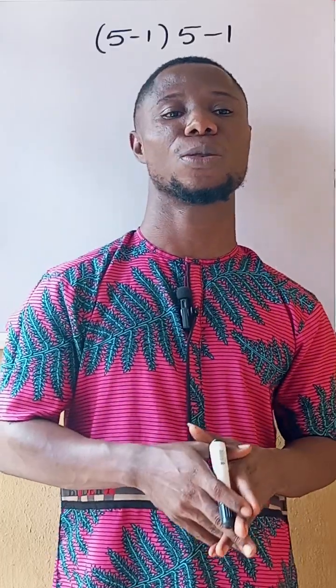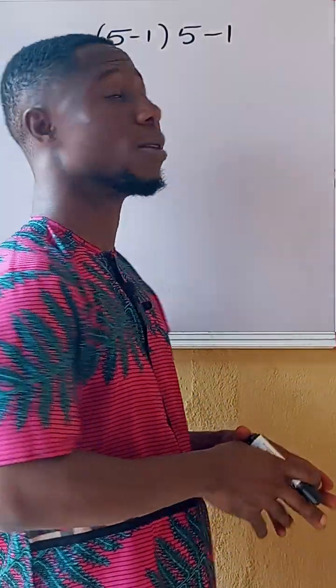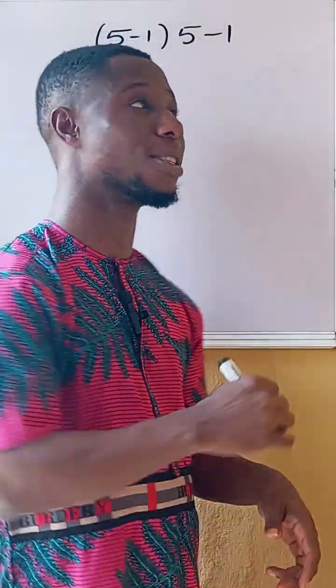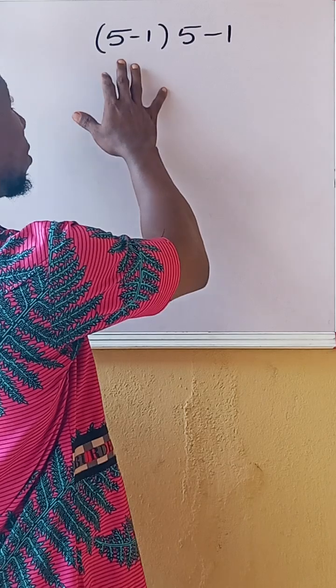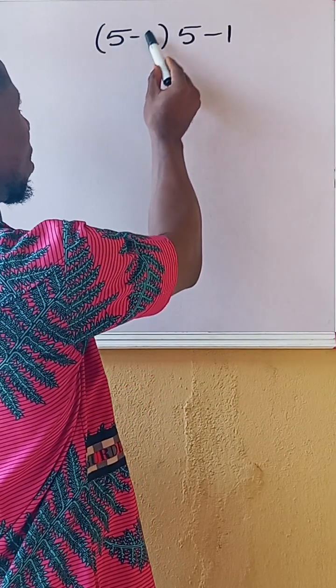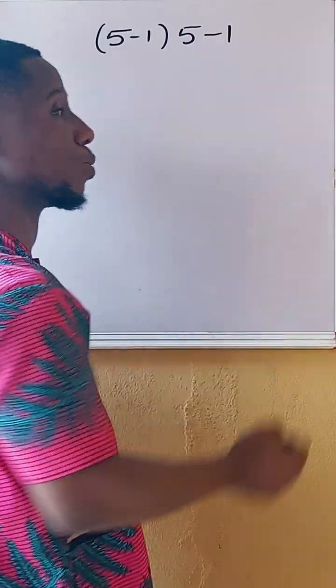I want to teach us how to solve a question from order of operation, okay? Follow me to the board and let's learn together. We have on the board 5, open bracket 5 minus 1, close bracket, 5 minus 1.